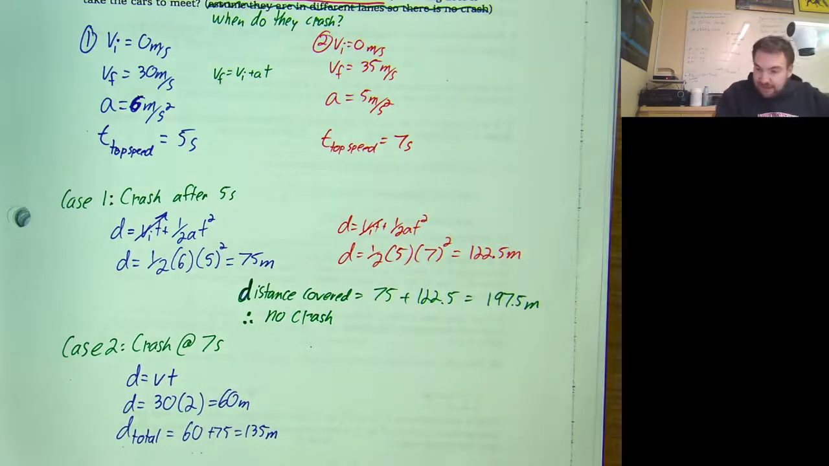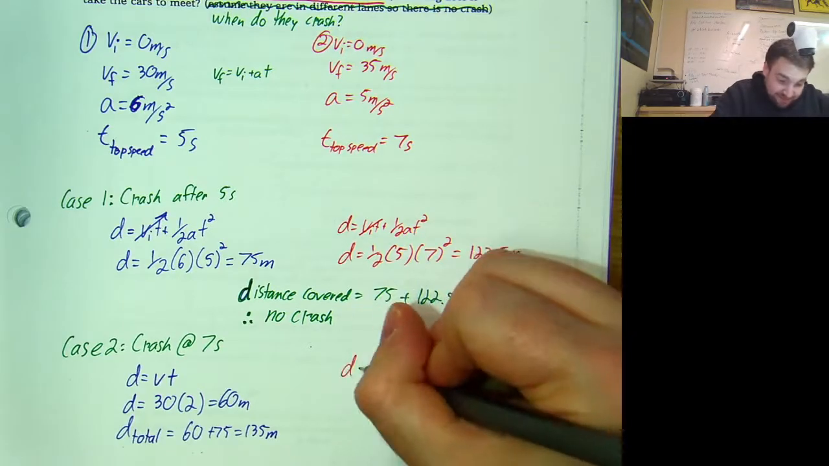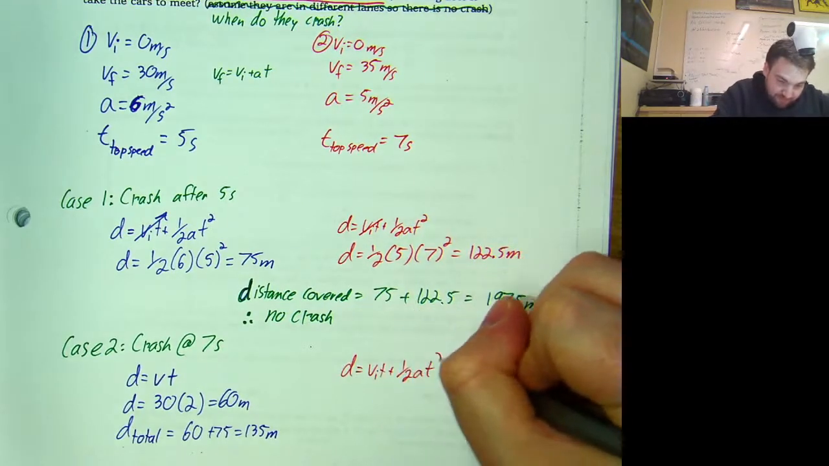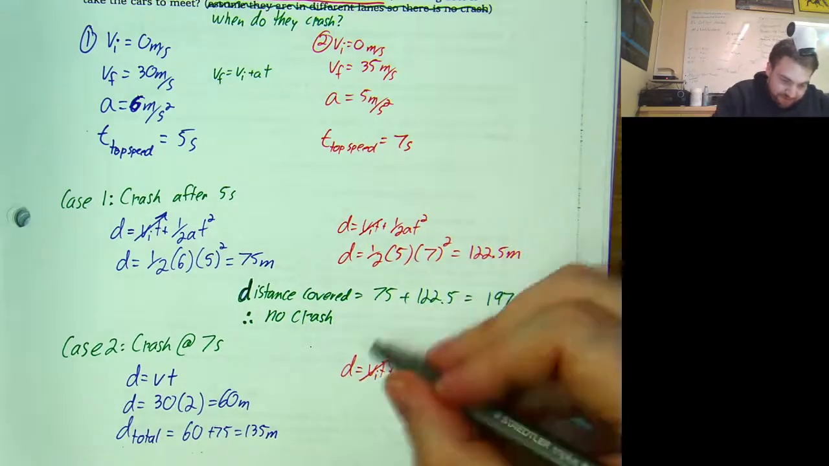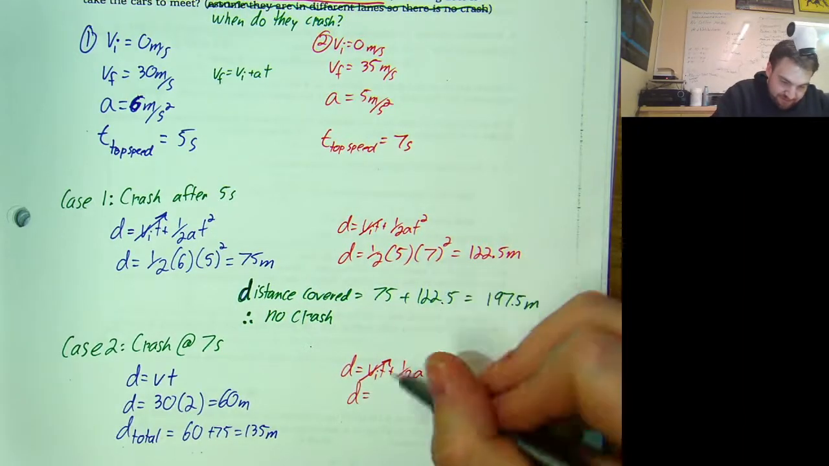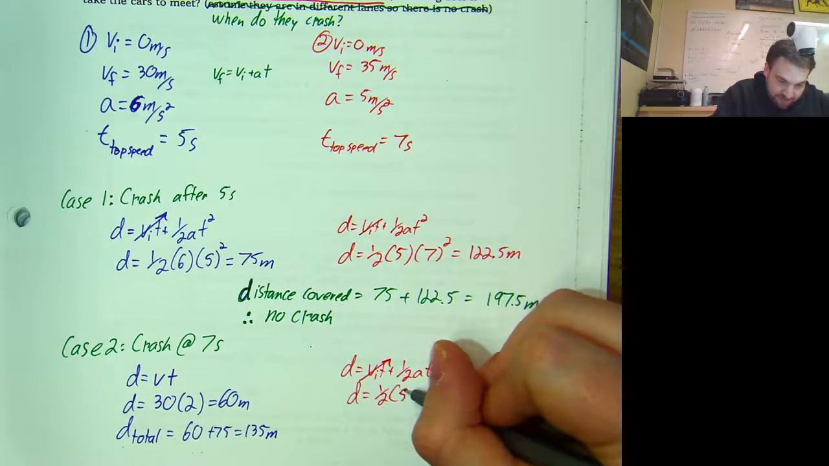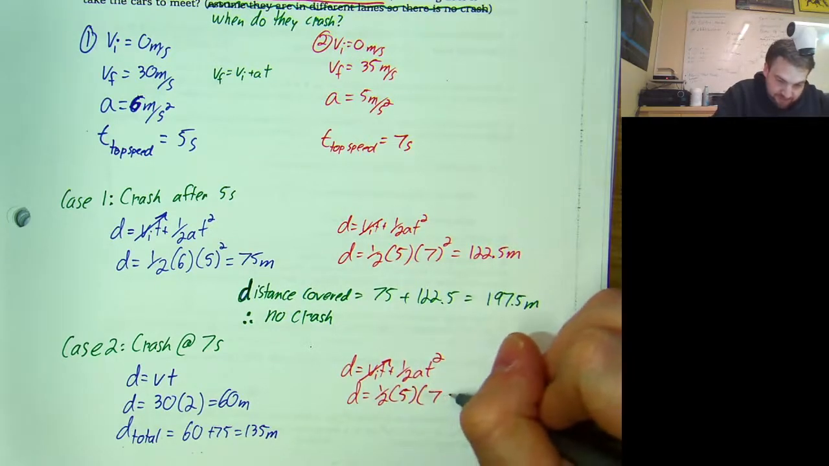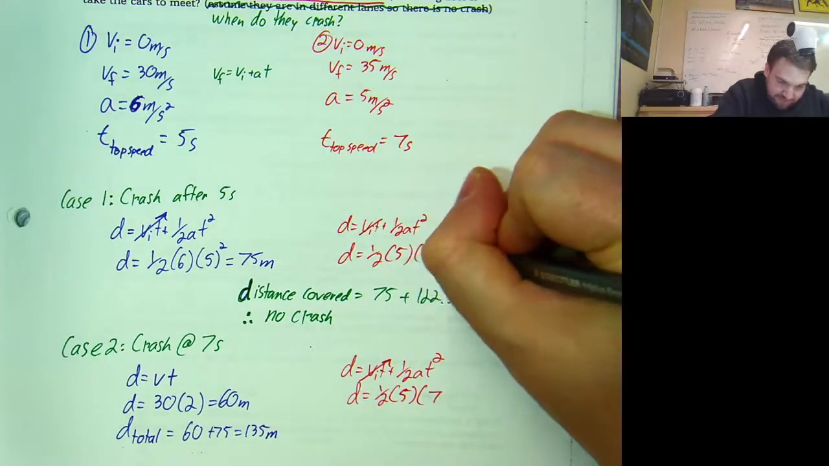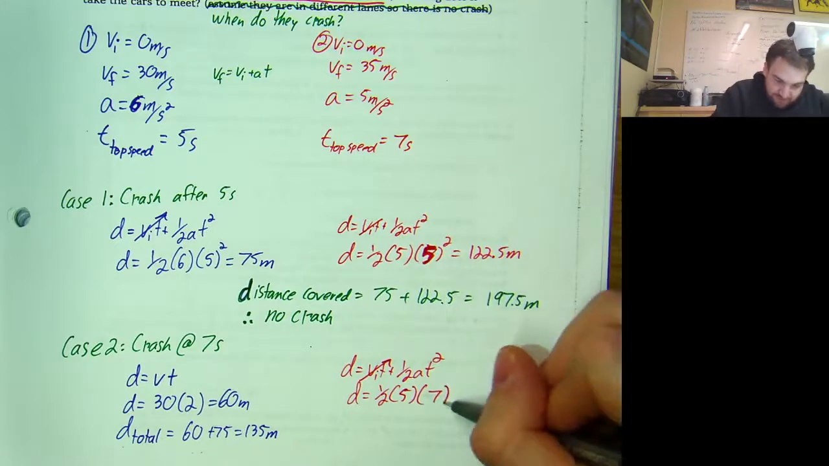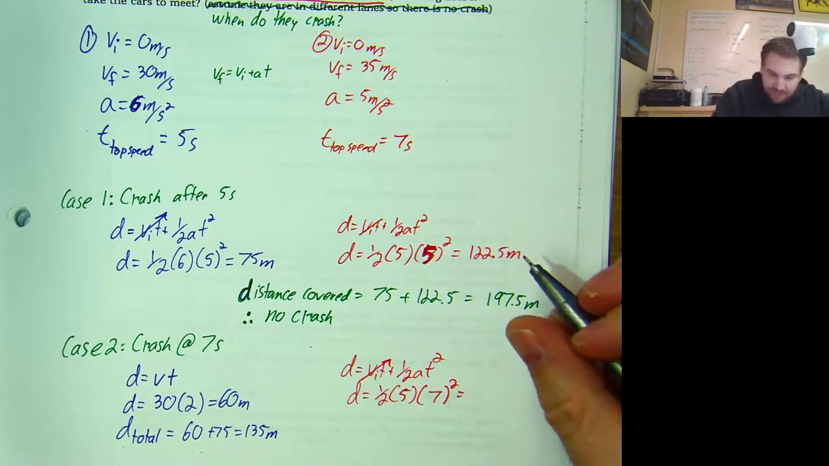So let's look at the red guy. He's still accelerating, so we still have to use d equals v_i t plus 1/2 a t squared. Initial velocity was still 0. Distance is 1/2, the acceleration is 5, my time now is 7. Sorry, this should have been 5 squared. Dang it. Slow down. So this is 7 squared.